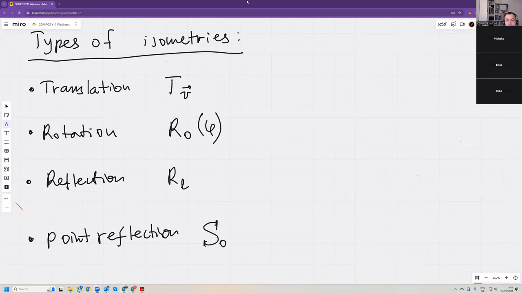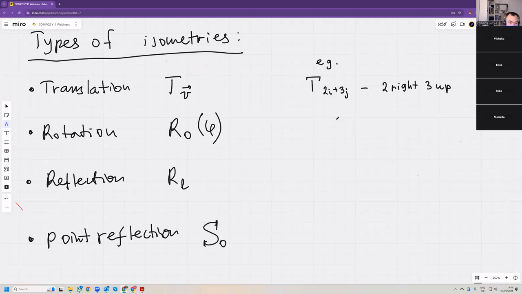Anyways, translation. So translation is when all points move by the same vector. The vector is v. So for example, a translation by vector 2i plus 3j. So there's a translation 2 to the right and 3 up. 2 right and 3 up translation.